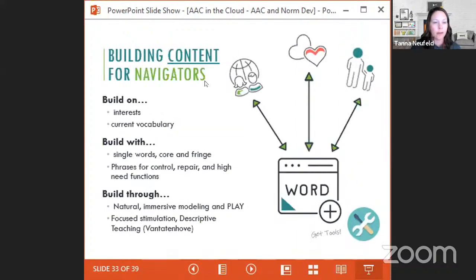These are repeat slides. So for context-dependent communicators, we want to build vocabulary on their interests. We want to use single words to get that spontaneous novel utterance generation. We might need some phrases for control and for some high-need or sensory emergency situations, but really single words is what we want, because that's what typical development has. And we're going to build that through all the things you already know: natural models, immersive models, aided language stimulation, and all of our bag of tricks of intervention tools.